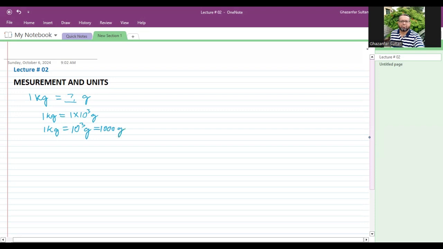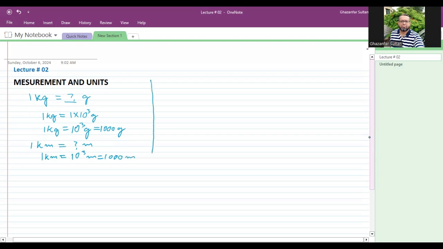And the similar case is for kilometer. 1 kilometer is equal to how many meters? Same thing: instead of k, you can write 10 raised to power 3. So 1 kilometer is equal to 1000 meter.